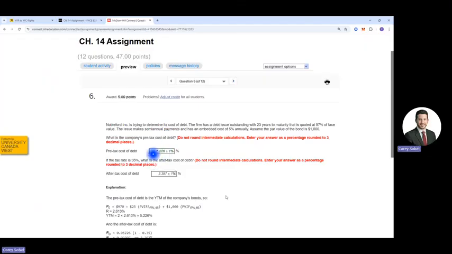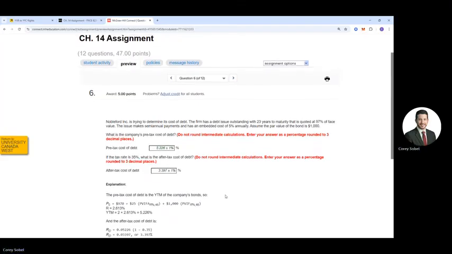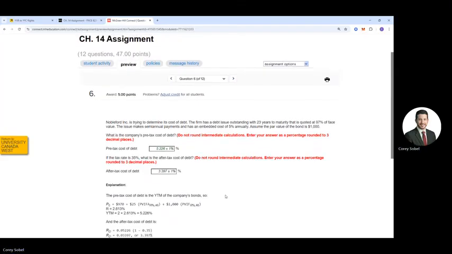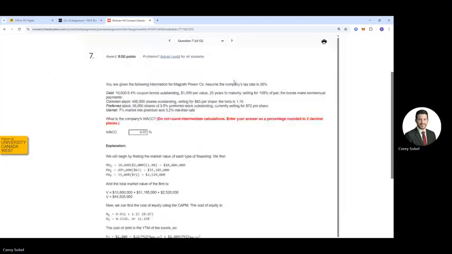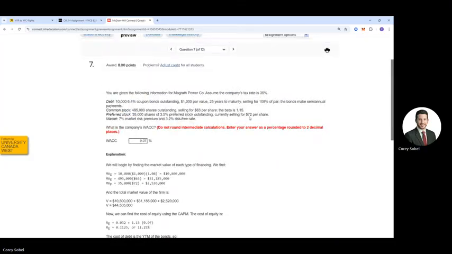So that's the company's pre-tax cost of debt. If I multiply that by 1 minus the tax rate, so by 1 minus 0.35, if we assume the tax rate is 35% in the question, the after-tax cost of debt is going to be 3.397%. So hopefully that helps you out.